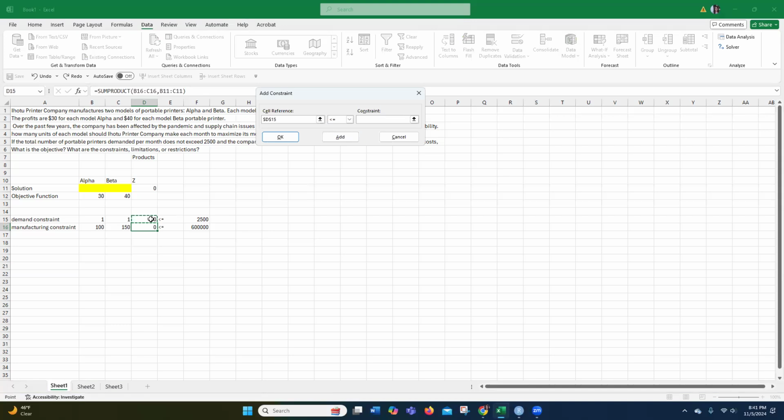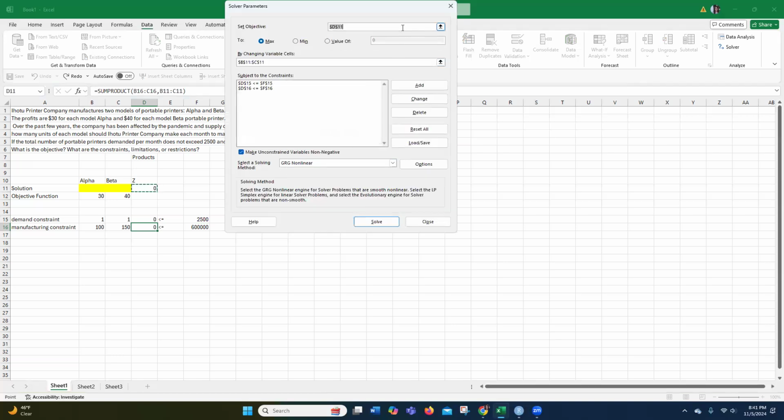We're going to select here where we did our SUMPRODUCT. Make sure this is selected less than or equal to. And then we'll select our constraint total, which is the 2,500. We'll add that, and then we'll do a second one. So this constraint, make sure it's less than or equal to. And then once we've finished, we click OK. Your formula should look something like this.